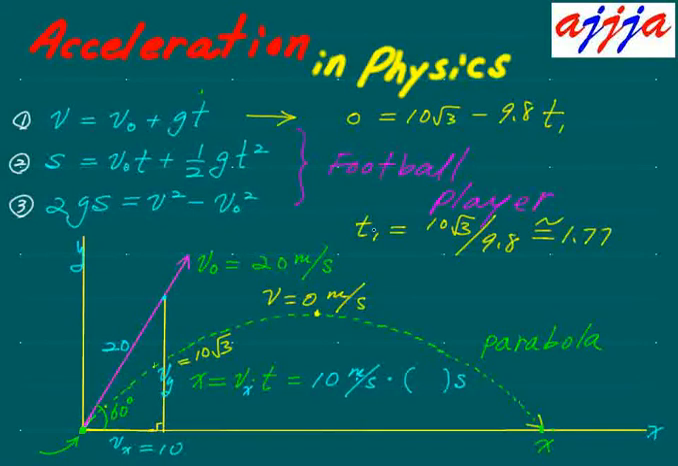You calculate this one for t1. t1 equals this divided by 9.8. This is about 1.77 seconds. Now we need the total time. That means t1 and t2 together, twice this one. So the total t is twice that, which is about 3.54 seconds. So we can plug in 3.54.